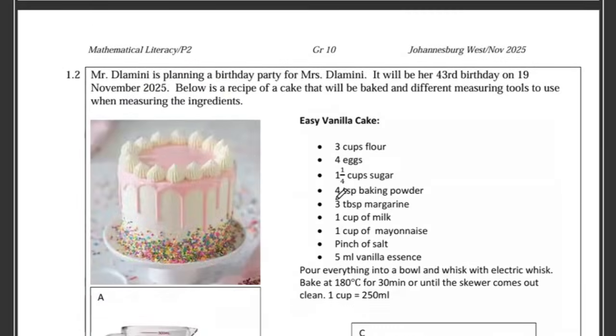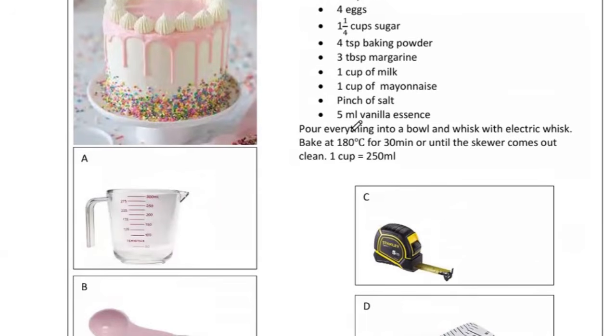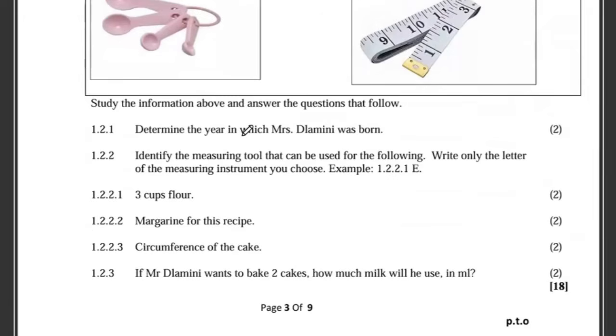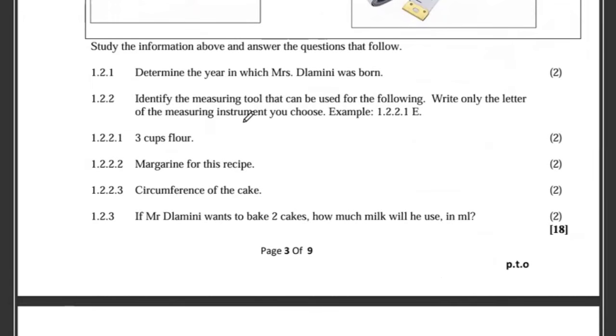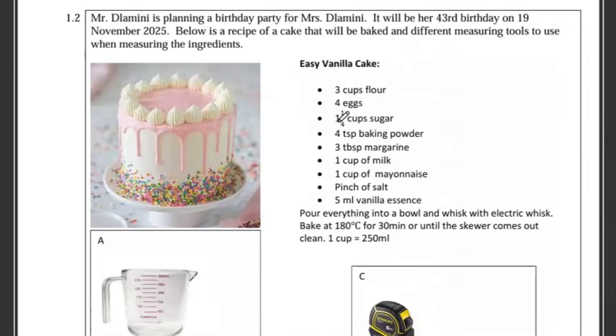Okay, we go to question number 1.2. In 1.2, we have an annexure there. The question is, determine the year in which Mrs. Lamini was born. But before we do that, let's look at this. Mr. Lamini is planning a birthday party for Mrs. Lamini. It will be her 43rd birthday on the 19th November 2025.